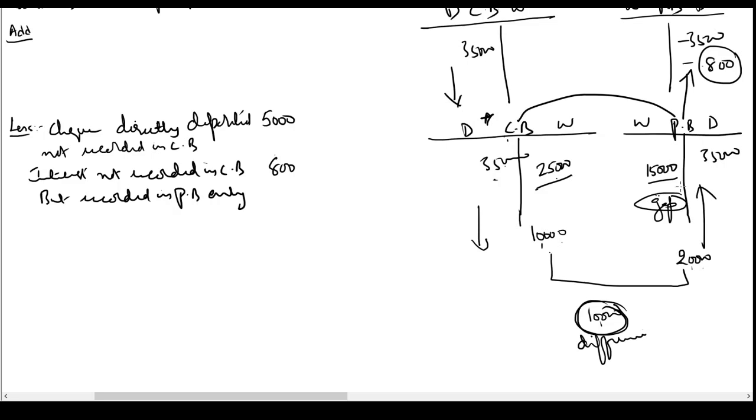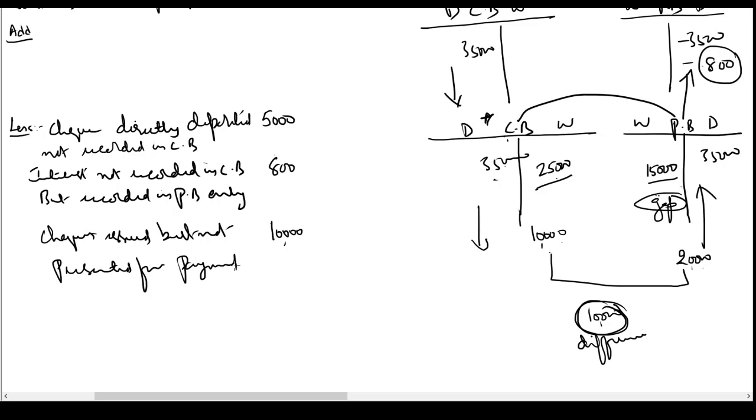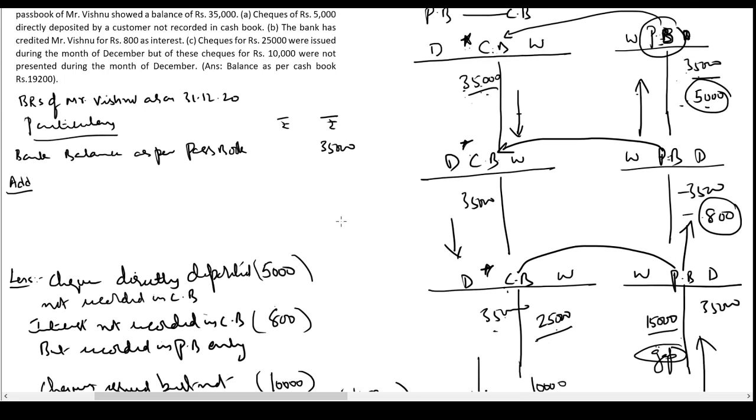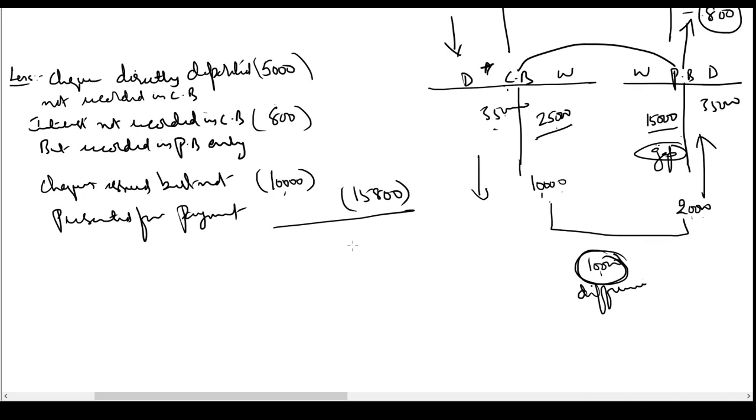To make passbook equal to the cash book, I have to record a reduction in the reconciliation statement. Checks issued but not presented for payment, 10,000 rupees. Now let us see, these are all less items, so I'm putting brackets. So 15,800 is the total of the less items. There are no additions. 35,000 minus 15,800, we are left with 19,200. Now this is bank balance as per cash book.